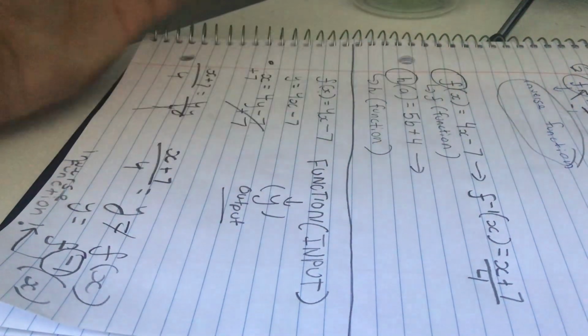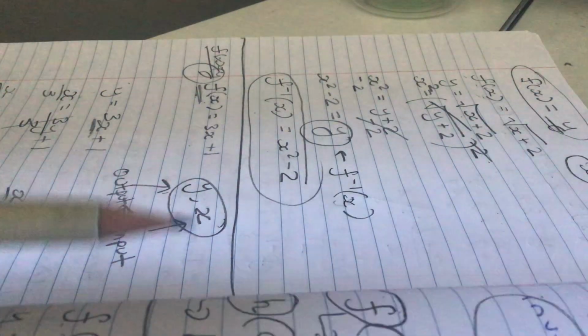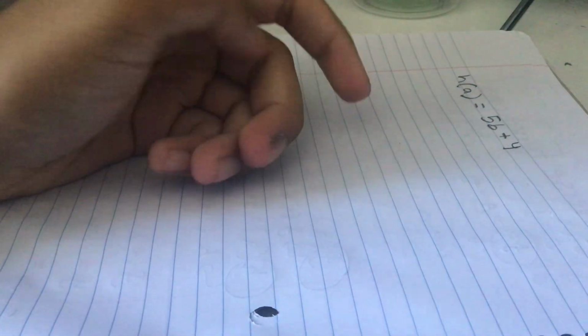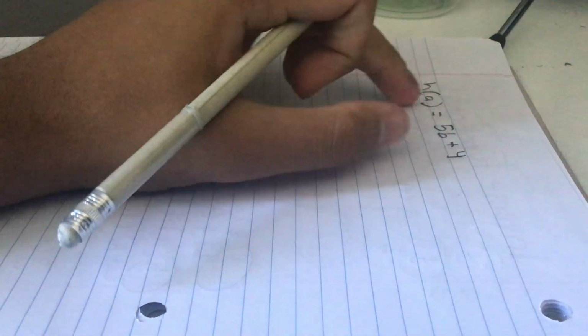Let's go ahead and do this one as well. So I'm going to need to flip to a new page for this. So it is going to be h of a equals 5b plus 4. Okay, there's our function. Let's go ahead and inverse it.